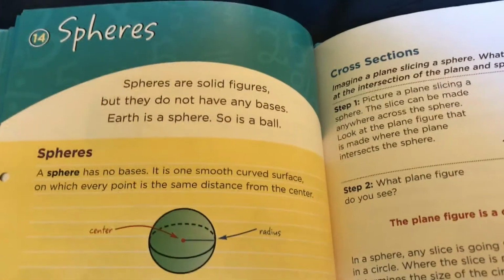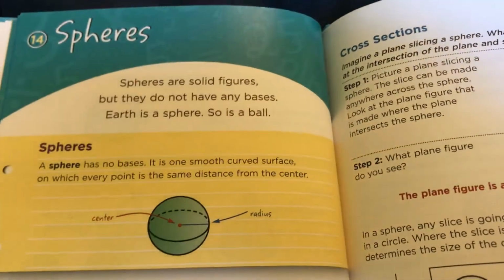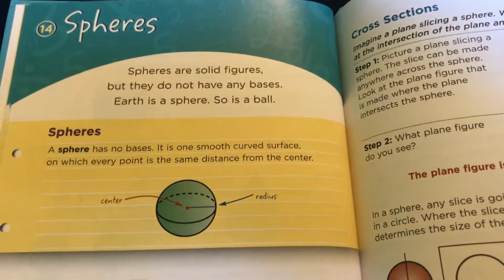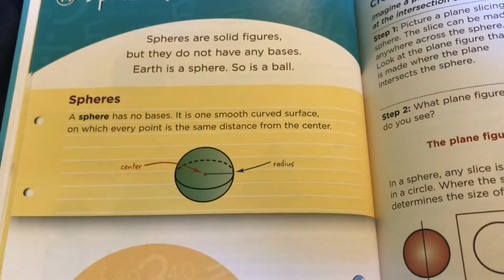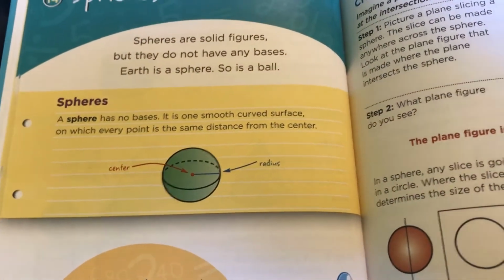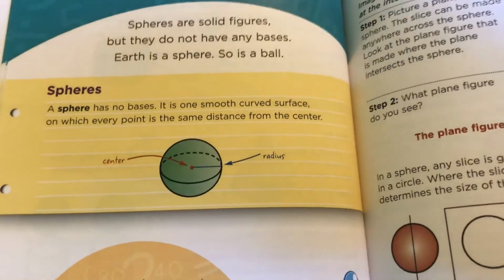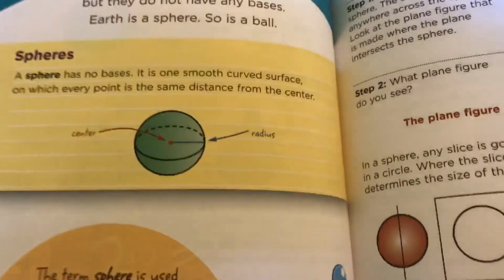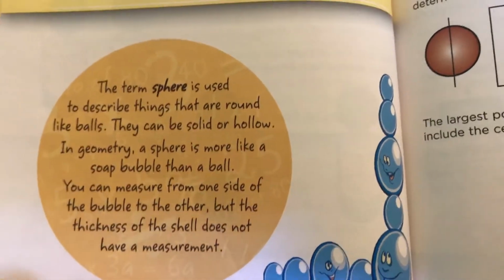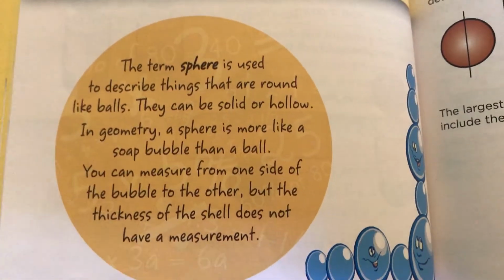Spheres. Spheres are solid figures, but they do not have any bases. Earth is a sphere. So is a ball. A sphere has no bases. It is one smooth curved surface on which every point is the same distance from the center. The center, and then the radius. The term sphere is used to describe things that are round like balls. They can be solid or hollow.